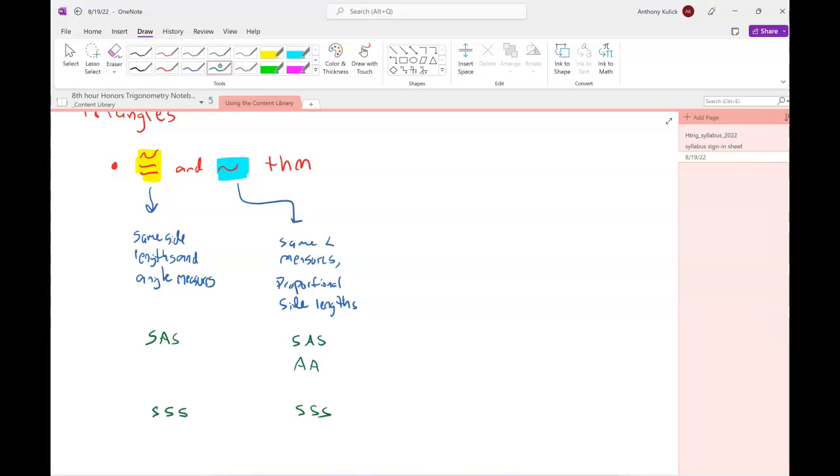Anybody remember any others? There's still some more. Angle side angle is a similarity one. Now that's equivalent to angle side angle as a congruence one. You could do that for similarity, it'll work, but all you need are the two angles, but it's fine. Angle angle side is also a congruence one. And again, that will work for similarity, but all you really need is angle angle. You don't need the side. You could show it, but you don't need it.